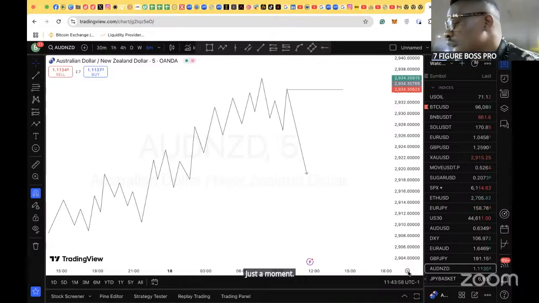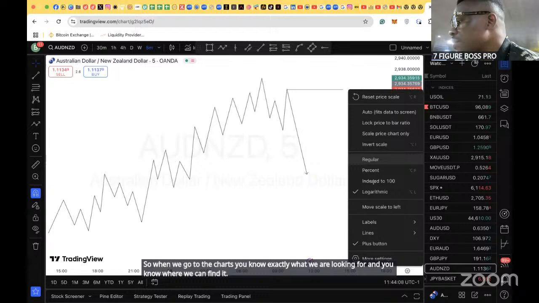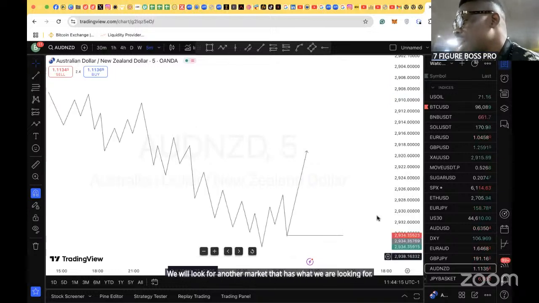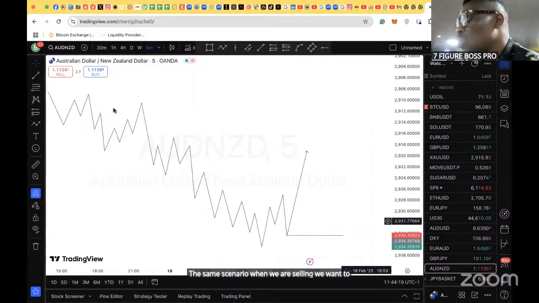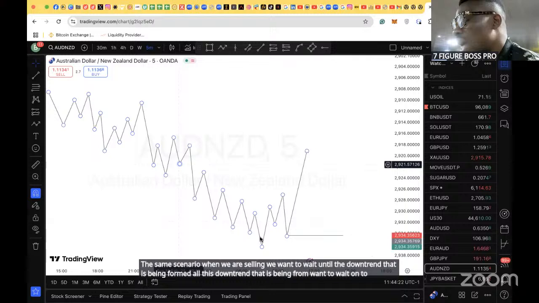So you must understand this. So when we go to the chart, you know exactly what we are looking for, and you know where we can find it. Then if we see it, we will use it. If we don't see it, we will look for another market that has what we are looking for. The same scenario when we are selling. We want to wait until the downtrend that is being formed, we want to wait until we see price sweep liquidity to the downside, number one.